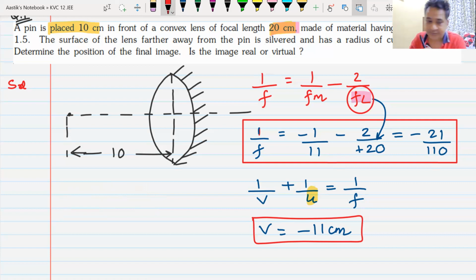Yes, sir. Thanks for pointing out the mistake. Good. I took the focal length as minus 20 and then I calculated it as plus 20. Okay. Can you now do the next one quickly? Wait, sir. Can do it in 5 seconds, sir. Okay.